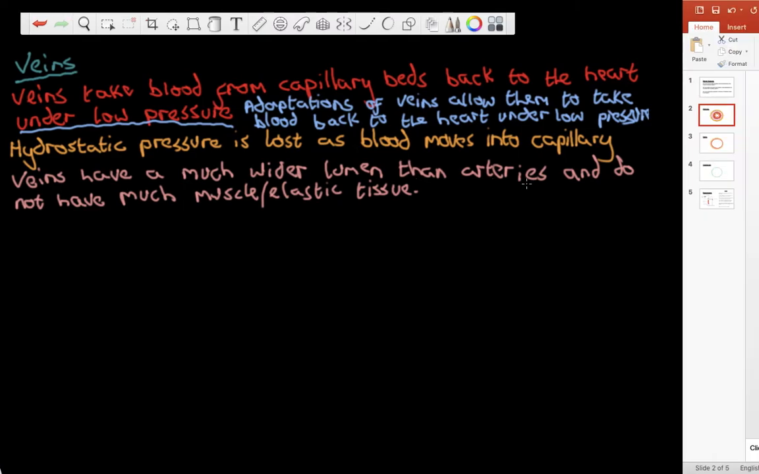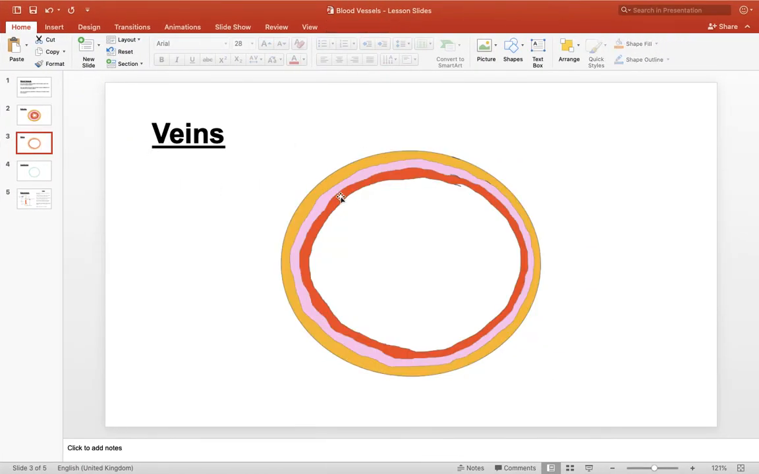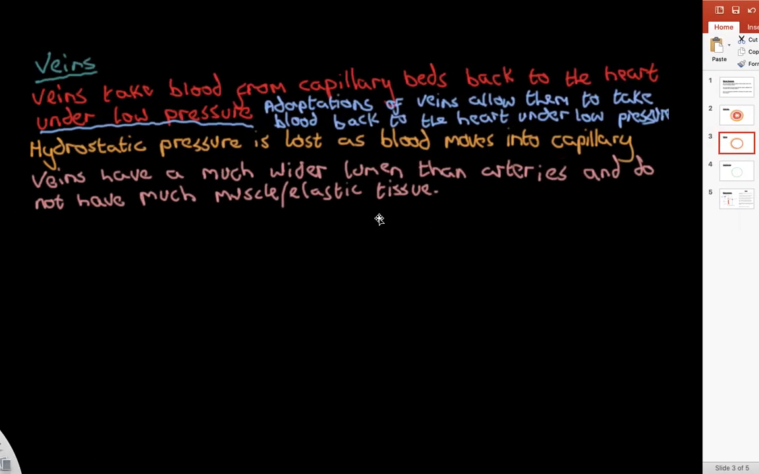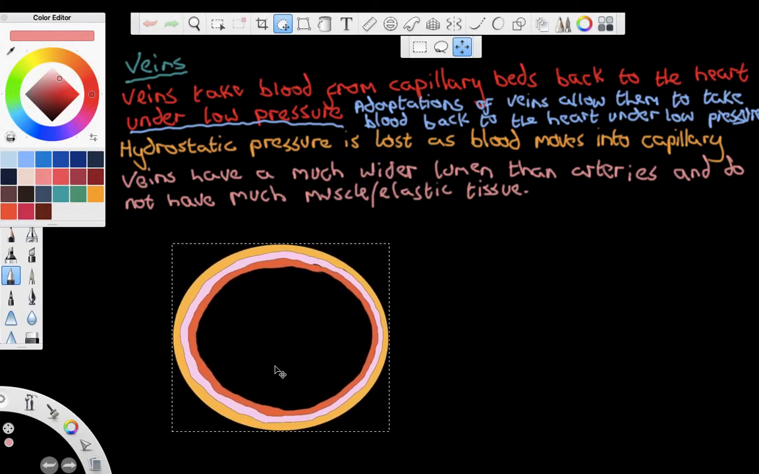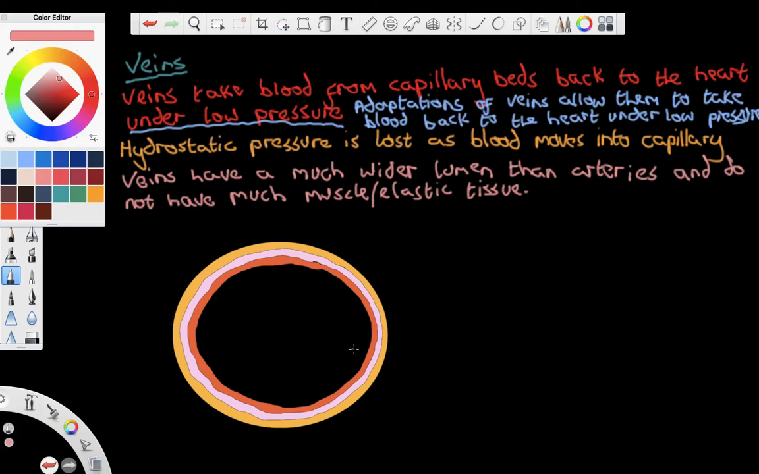Okay, now this is the moment you've all been waiting for. My diagram of a vein looks like this. Okay, so already the lumen is huge compared to the artery. Remember, the artery had this highly folded endothelium which gave it a small lumen. It might be worth writing in your notes for the part on arteries that arteries have a small lumen to maintain high pressure. Okay?